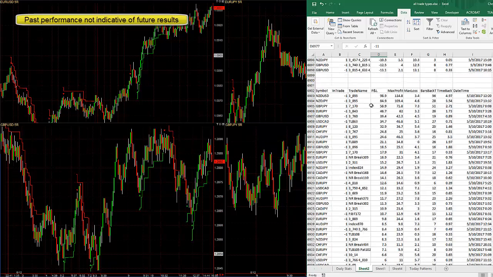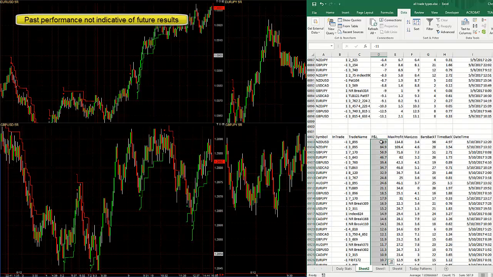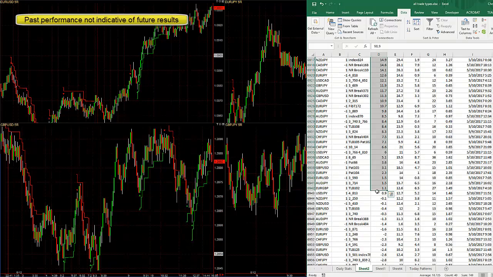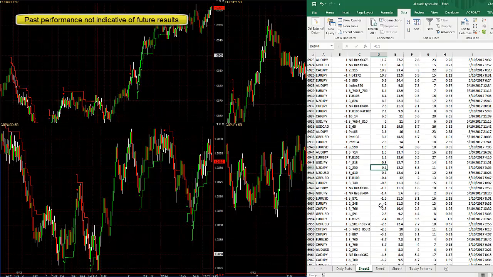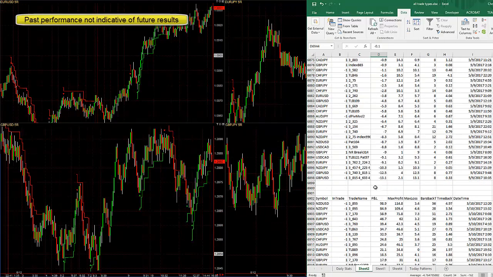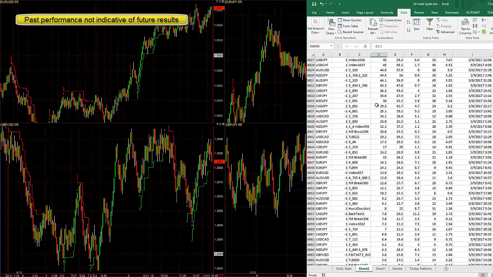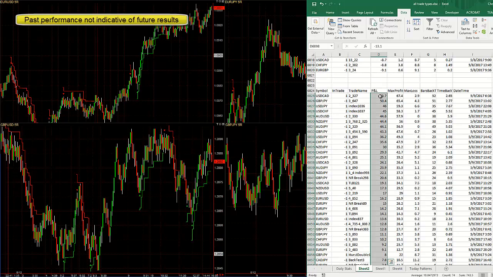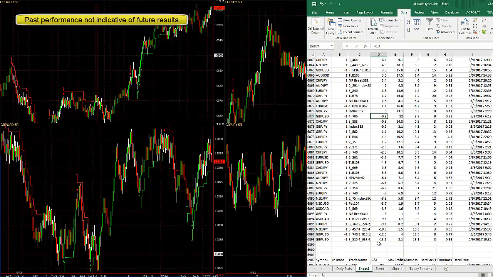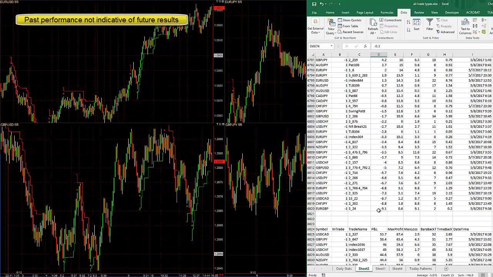Here is Wednesday, 587 pips, 18 pips average win, and only 4.7 pip average loss. Here's Tuesday, 743 pips. It was the best day of the week. 18 pip average win, and a tremendous number of them, and 5.8 pip average loss.